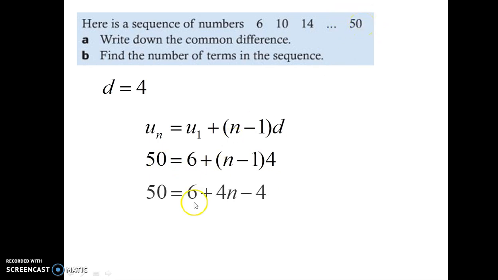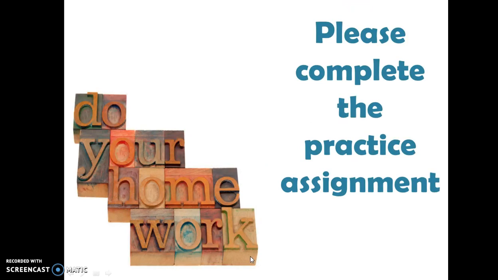Okay, when you solve that, I multiplied this 4 through here, 4n minus 4. Then I'm going to combine the 6 and negative 4 to get 2. And then solving that, 50 minus 2 divided by 4, you get n is 12. So what that tells us is that this is the 12th term in the sequence. If you put a 12 back in here, it would work out. 12th term is 50. If you continue this, adding 4, adding 4, adding 4, you get to 50 on the 12th term.